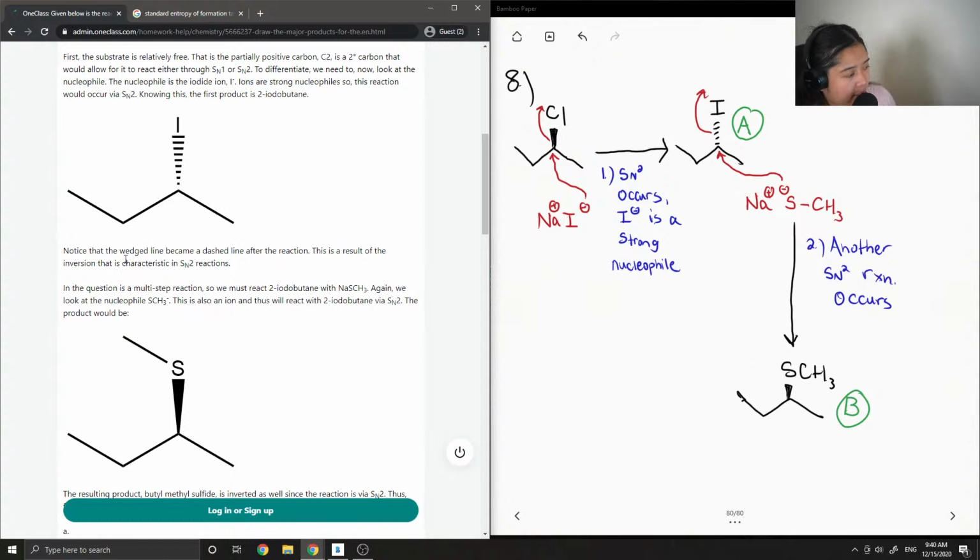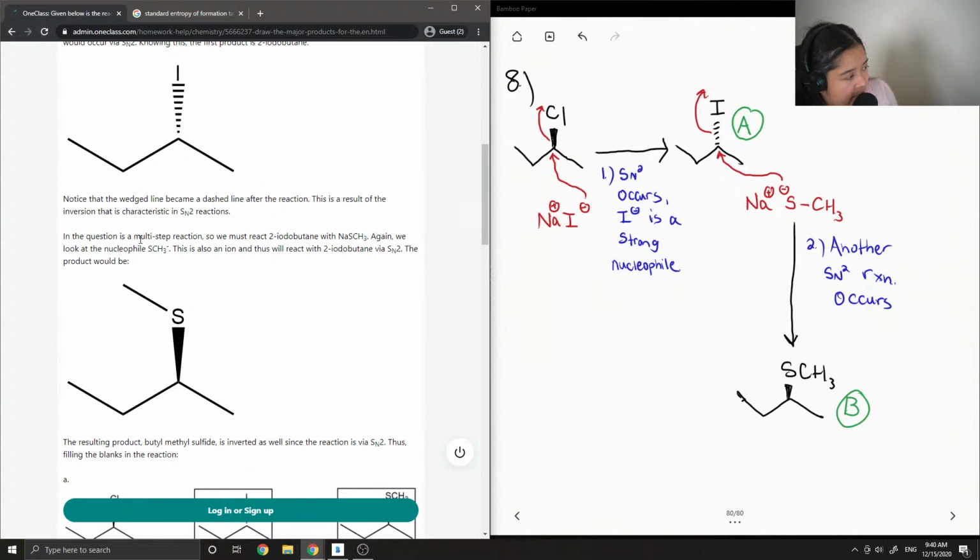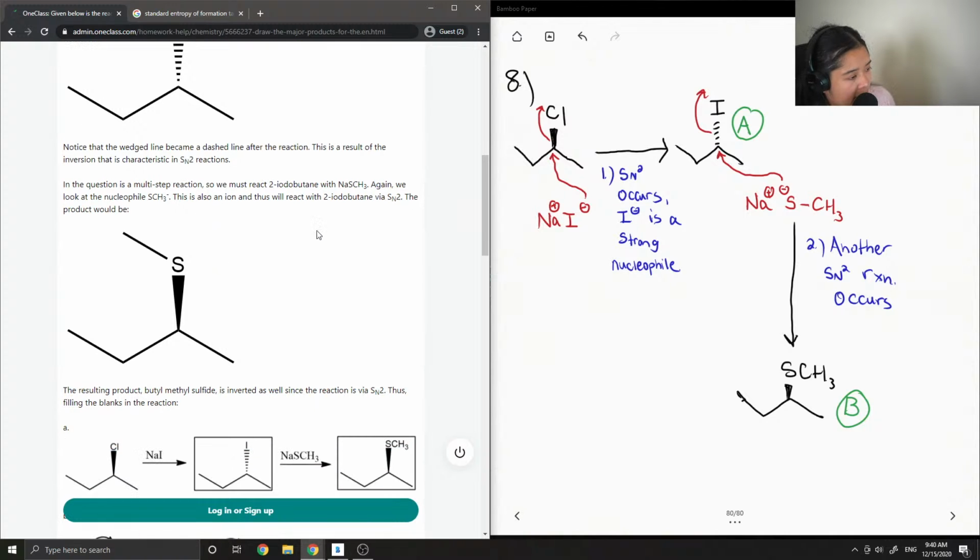Notice that the wedged line became a dashed line after the reaction. This is a result of the inversion that is a characteristic in SN2 reactions. And the question is a multi-step reaction, so we must react 2-iodobutane with the NaSCH3. Again, we look at the nucleophile. This is also an ion, and thus will react with 2-iodobutane via SN2.